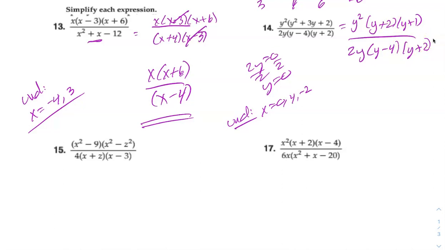So the y plus 2's cancel. Now I can reduce these two because these are both monomials, so I just have to reduce them. This has 2 y's on top, 1 y on the bottom, so this cancels with this. There's a 1 left over, so I just get y plus 1 over 2, y minus 4.